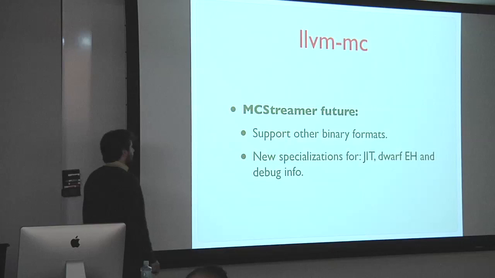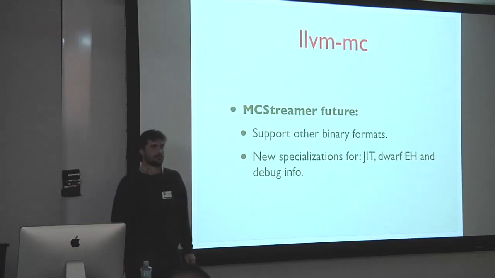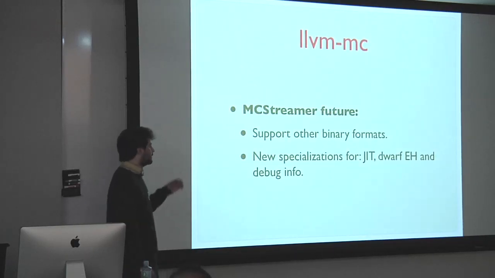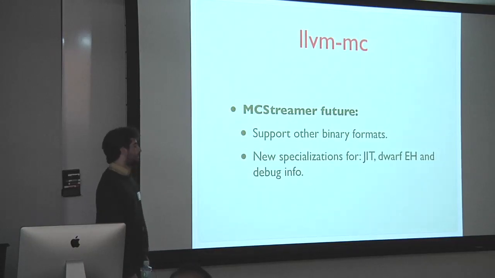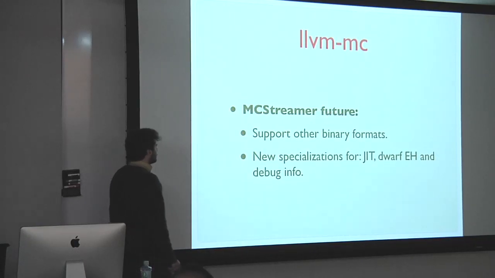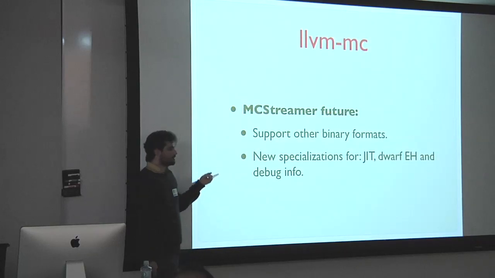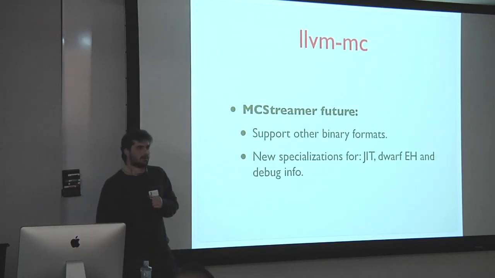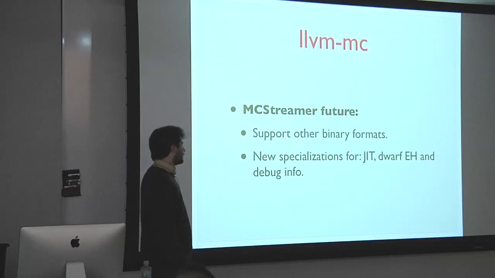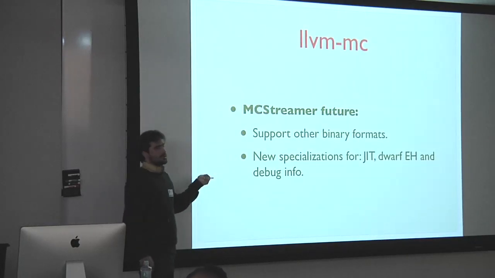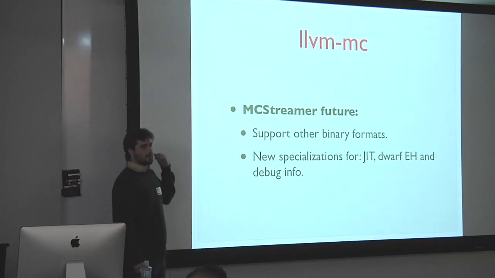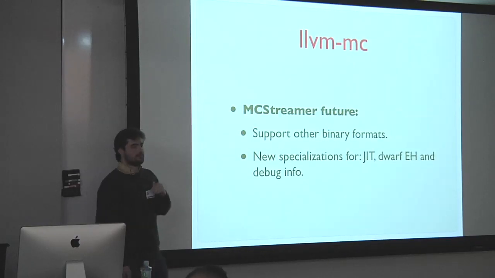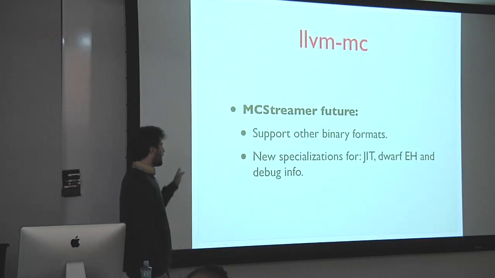Okay, so for the MCWriter future, we want to support other binary formats, and we want that to be really easy to do for a new format. We want the MCWriter to have a lot of new specializations, like for JIT, for DWARF, exception handling, and debug info. Otherwise, with the actual way that ELF is emitted, we are duplicating a lot of code. So it's better to have specializations for these and share as much of the code base as possible.